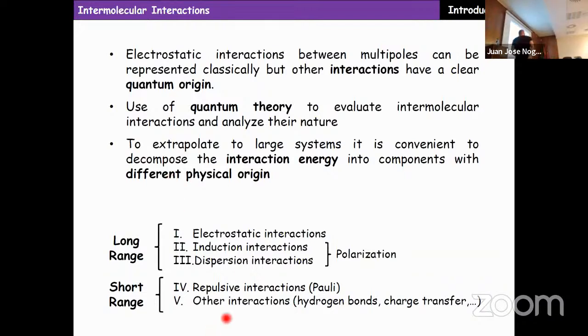But then we have another kind of interactions, short range interactions, of which the most important one is the Pauli repulsion. And this also has a quantum origin. It originates in the electron exchange between electrons from one fragment and the other fragment. If they are closed shell, we have in quantum mechanics the Pauli exclusion principle, and you know that same-spin electrons experience a repulsion, but the repulsion originates only in the spin.